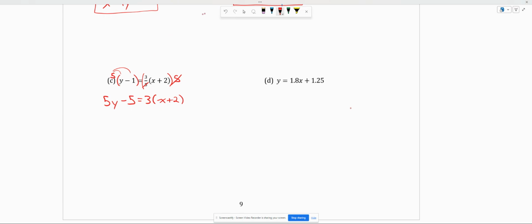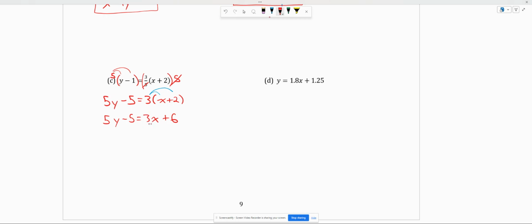So now we're going to distribute. We're going to multiply this 3 in. And let's see what we get. So when we do that, we get 5y minus 5 still on the left side. 3 times x gives me 3x, and 3 times 2 gives me 6. All right, so we're getting closer. I need my constants on one side. I have negative 5 and 6, and I need my x term and my y term on the same side.